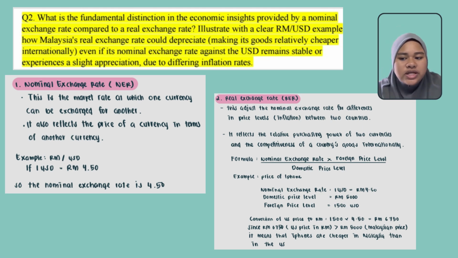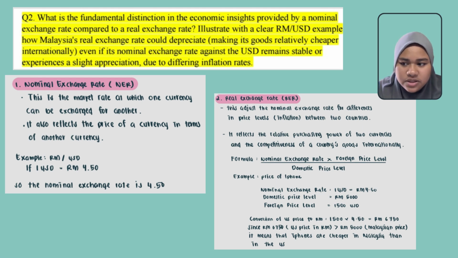The second one is the real exchange rate. It adjusts the nominal rate by considering the differences in price levels or inflation rates between two countries. It reflects the true purchasing power of one currency relative to another and is more useful in comparing international competitiveness. The formula for the real exchange rate is the nominal exchange rate times the foreign price level divided by the domestic price level.